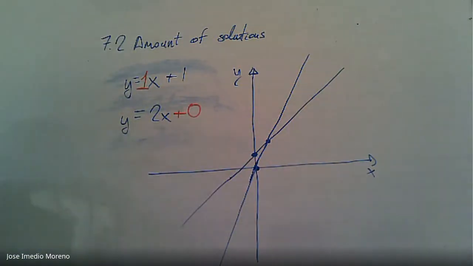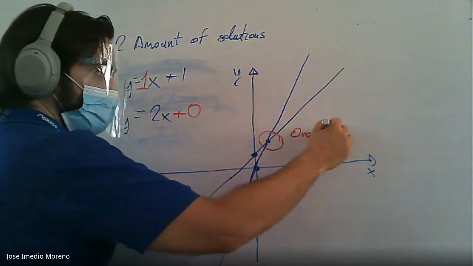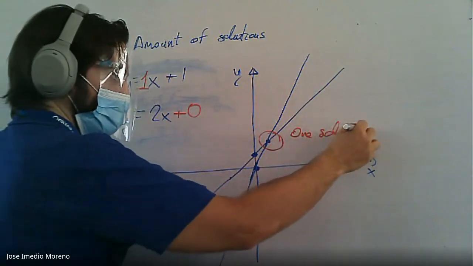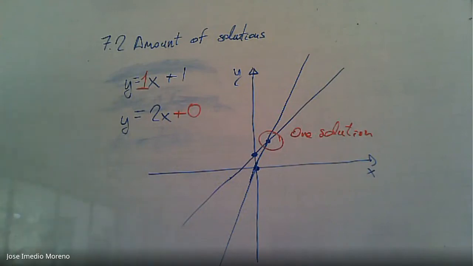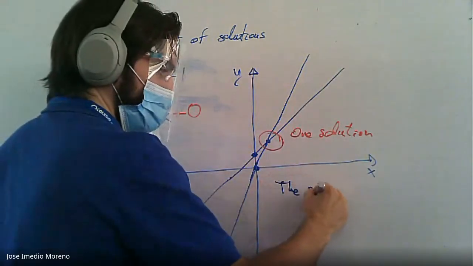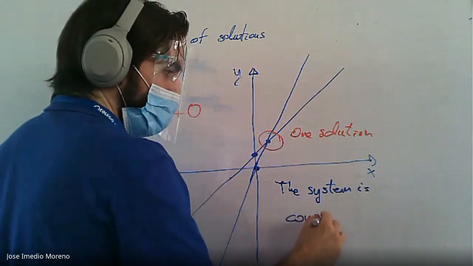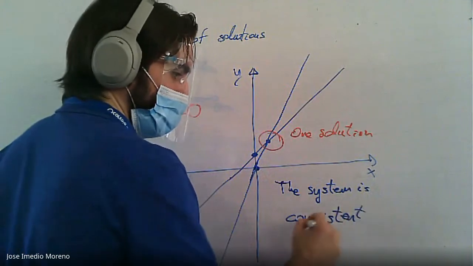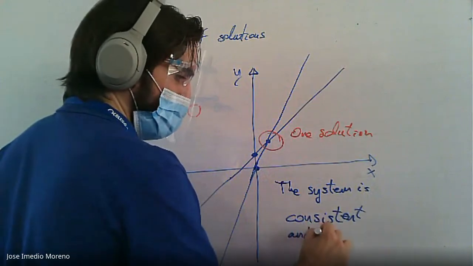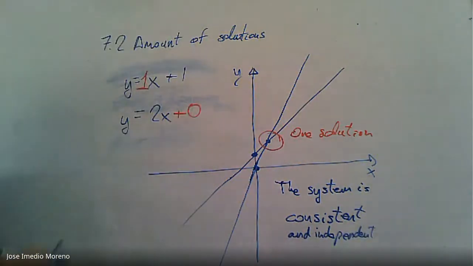So here I have one solution. When I have one solution, it means that the system is consistent and independent. If I have one solution, the system is consistent and independent.